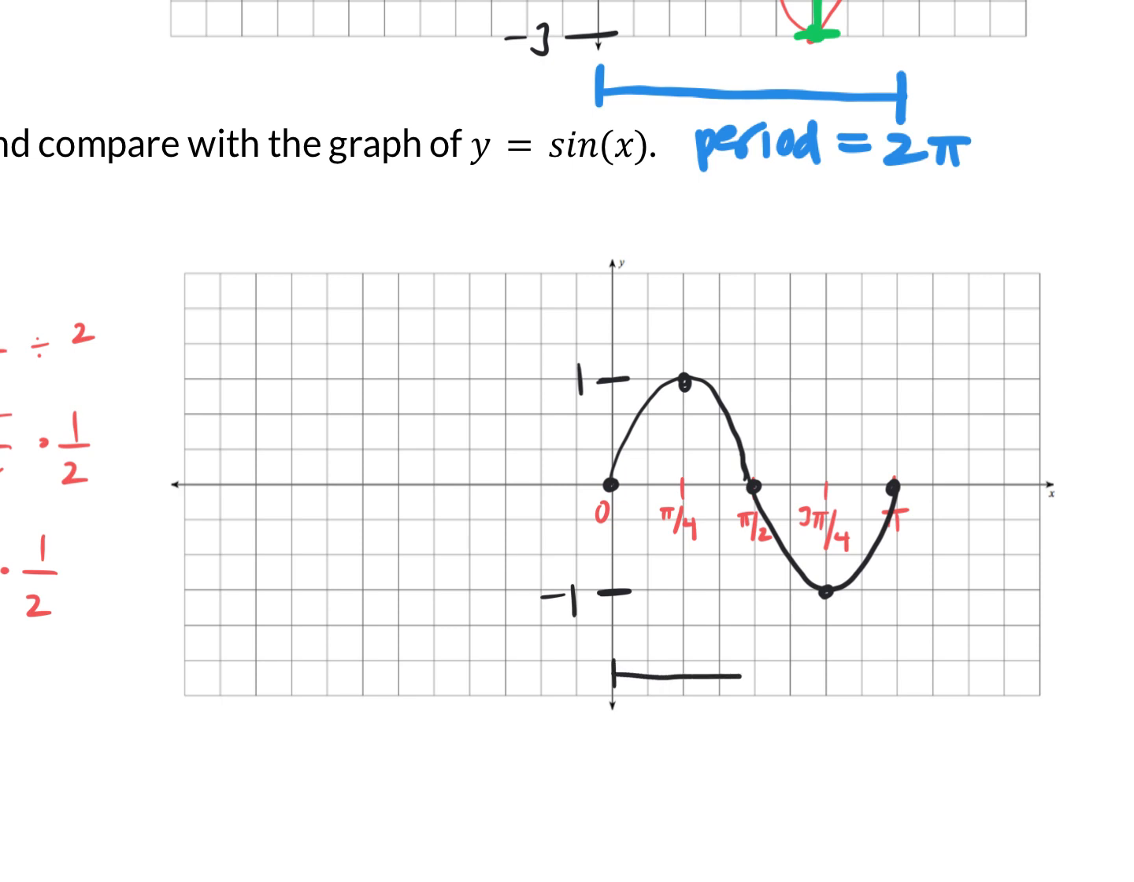Okay, one thing I want you to note here is, is my period 2 pi? No. What is my period going to be in this case? Just pi. Okay, I go all the way through all 5 points in the distance from 0 to pi. What is my amplitude in this case? 1. My amplitude, that distance all the way back to that x-axis there, would be a distance of 1.